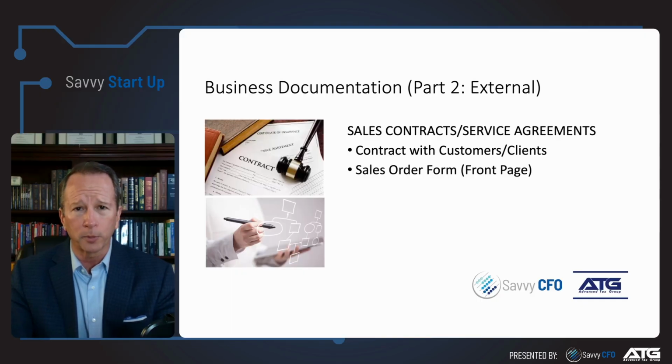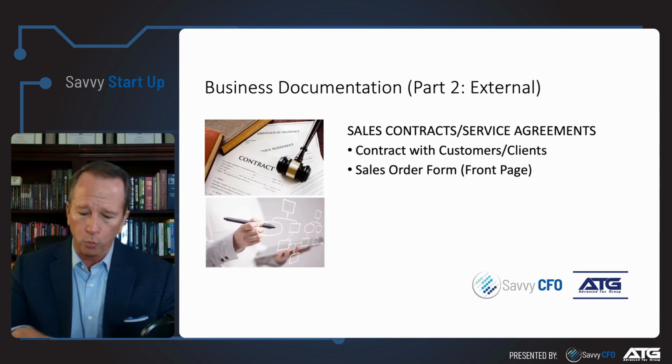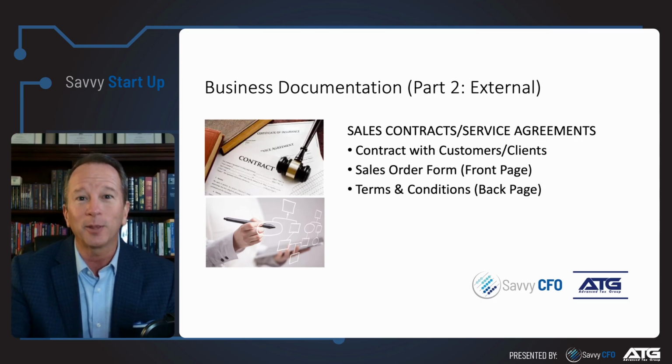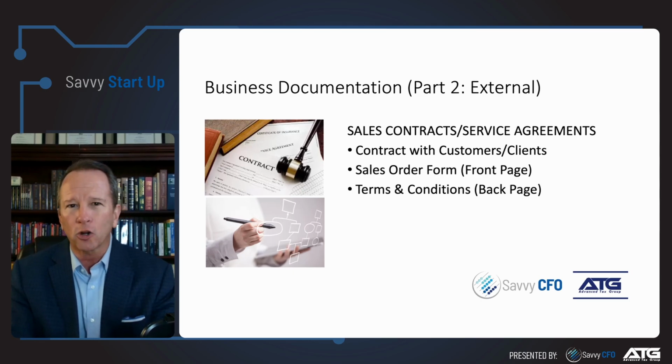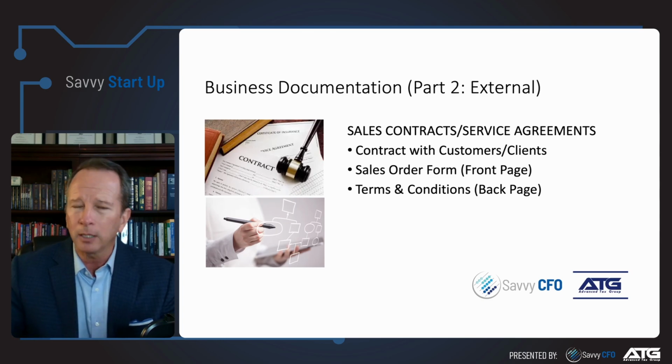So with these sales order forms, again, I say this is kind of the front page of the document. This is what is going to be printed on that sales order form, and now we get into the back page. That's going to be the terms and conditions. And generally, when you look at a sales order form, on the front of it, you're going to see a larger font probably. On the back side, that's where it's going to be the fine print.